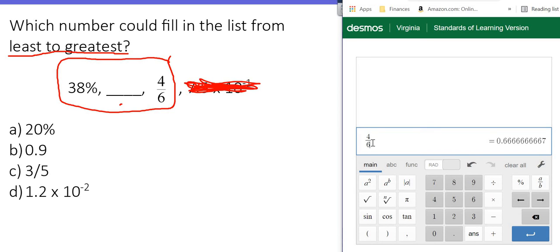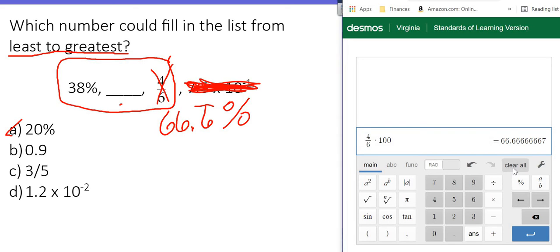So 4 divided by 6, then we're going to multiply by 100 to convert it to a percent. And that means that this is actually 66.6 repeating percent. So I'm going to mark that out because now we've got a percent here. And we have to figure out which one fits in the middle. Well, let's go with 20% first. Does 20% go between 38 and 66%? It does not. So we're going to mark that one out.